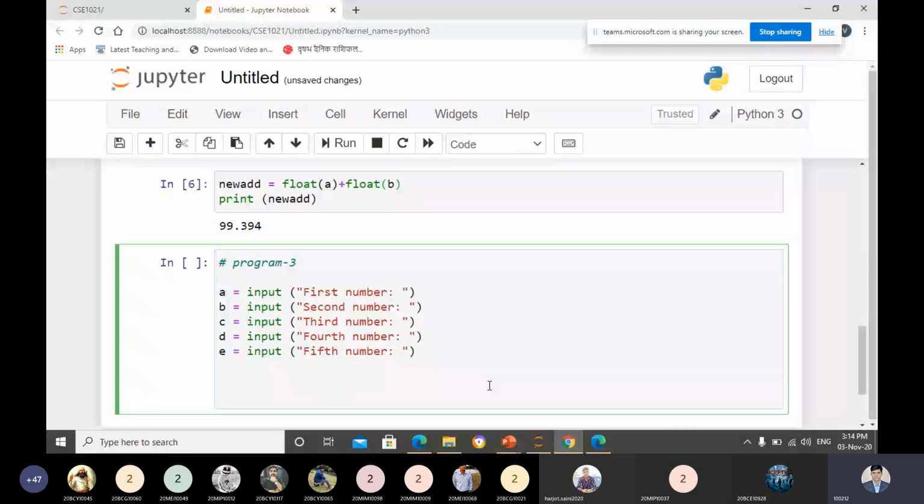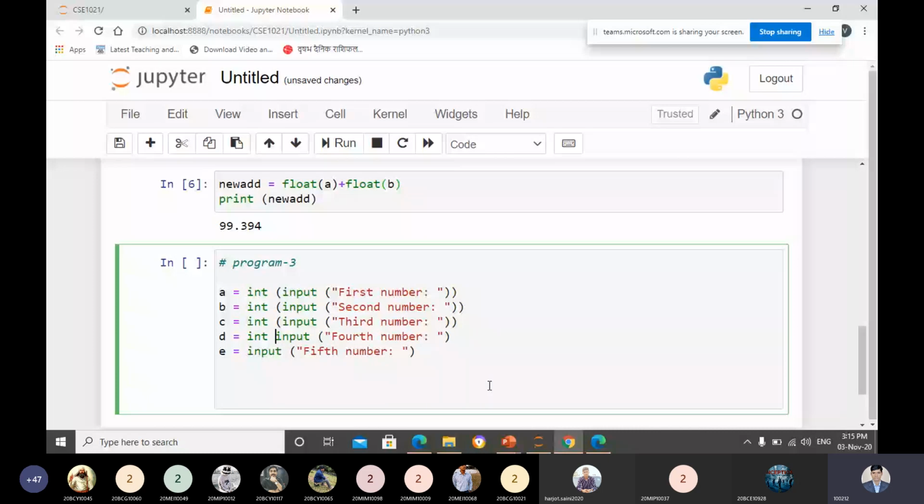So what do I need to do? Can I do this? Yes. Okay, this is a simple way. First it will take the input, then convert into integer form, and then store into A, B, C, D respectively. Am I right? Yes, sir. Okay.